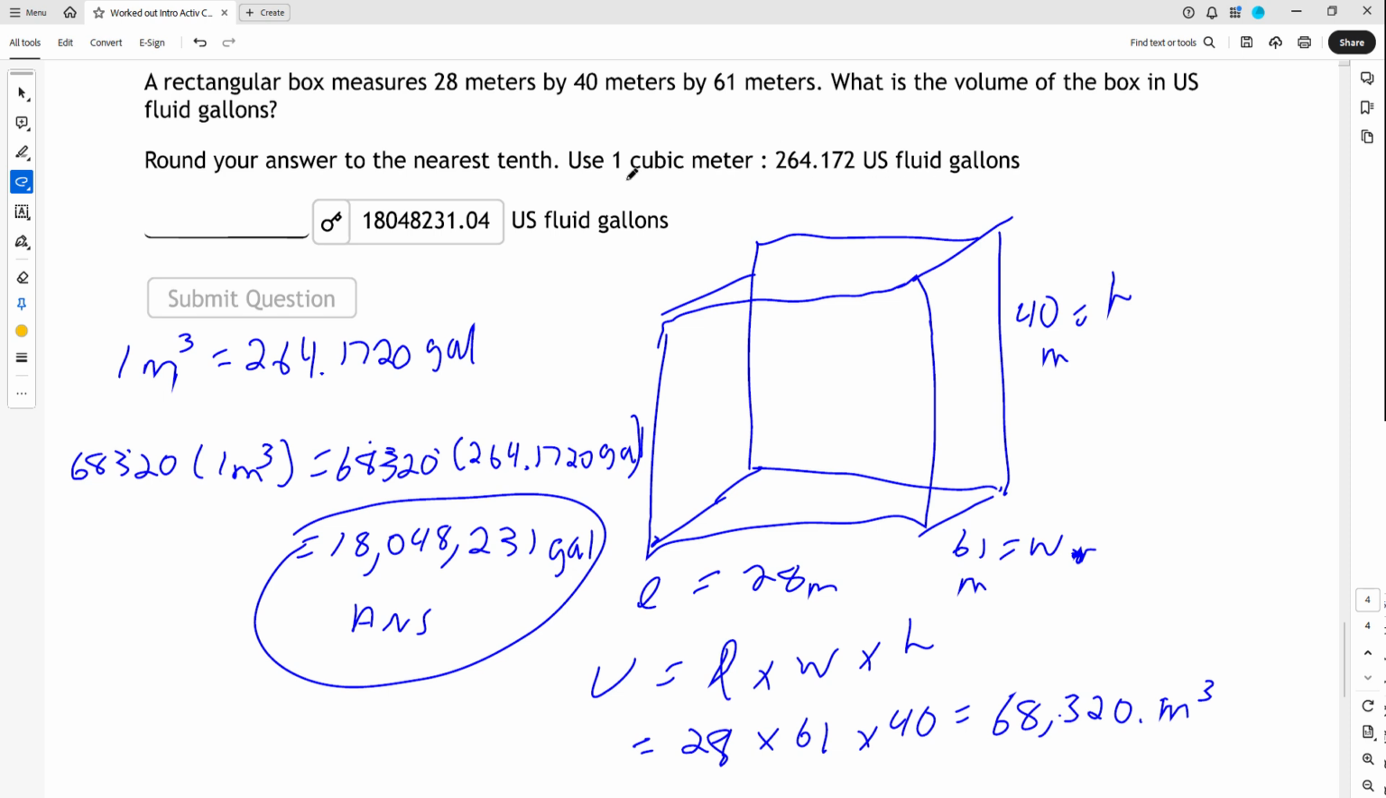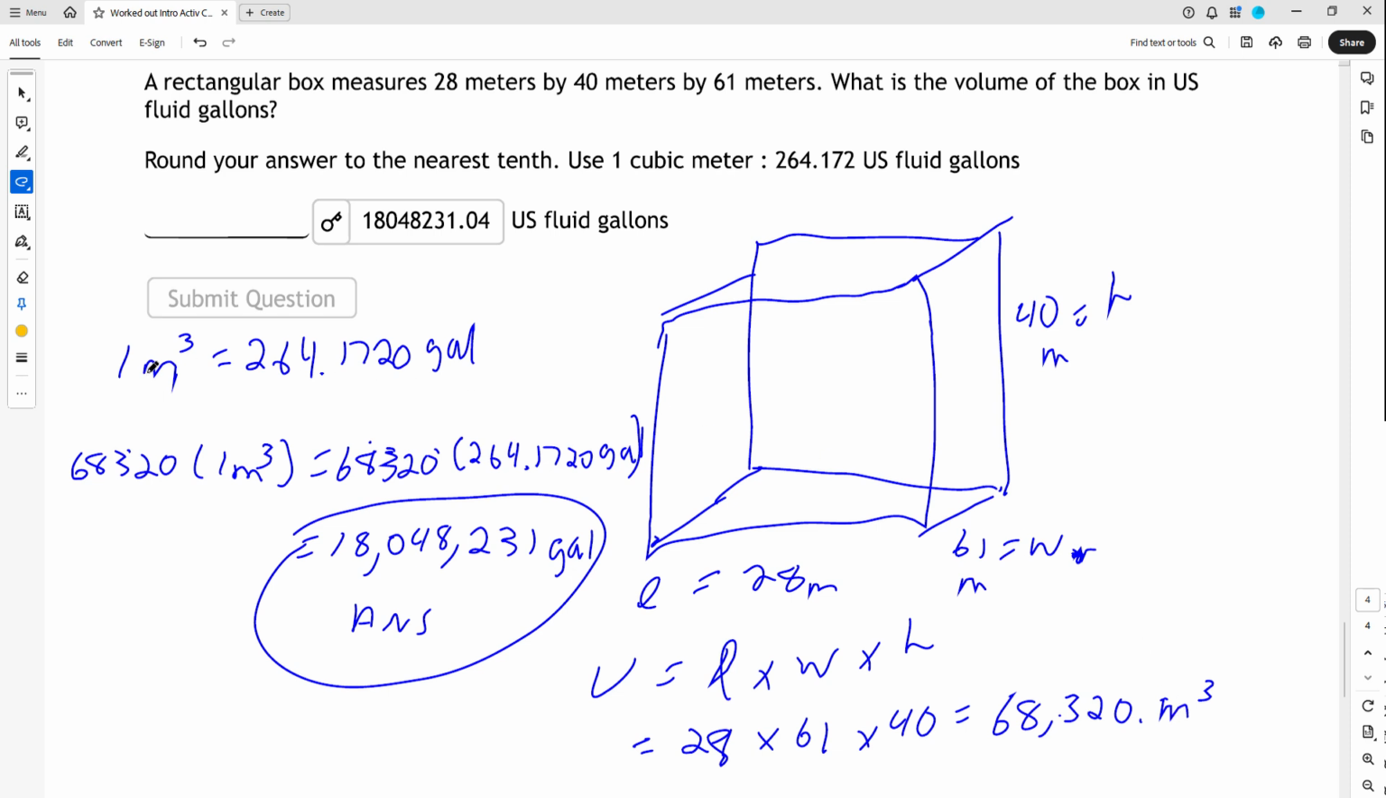And number 14. What is the volume in gallons? So we've got to find the volume first and convert cubic meters into gallons. They give us the equivalence here. 1 cubic meter is equal to 264.1 gallons. So I have my box. I labeled it. Found the volume. Multiplied. End up with 68,320 cubic meters.